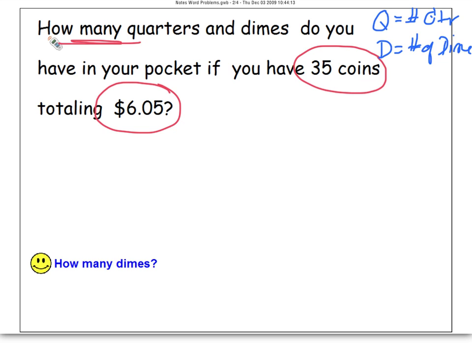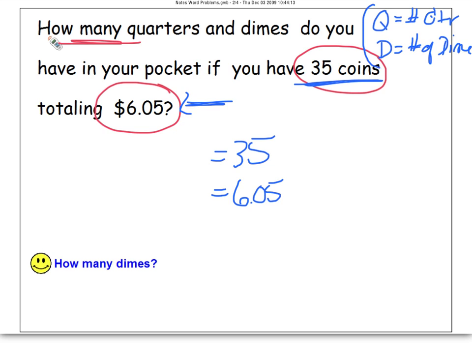Okay, so I know I use Q and D. Well, I need 2 equations. What is one equation going to deal with? This thing right here, the number of coins. So one equation is going to equal 35. The other equation deals with this guy right here, the amount of money, because that's different. So we have the count of coins and then how much money. So I'm going to put 6.05. Now when you write the equation, we don't normally put in the dollar sign because that's more of a final label.